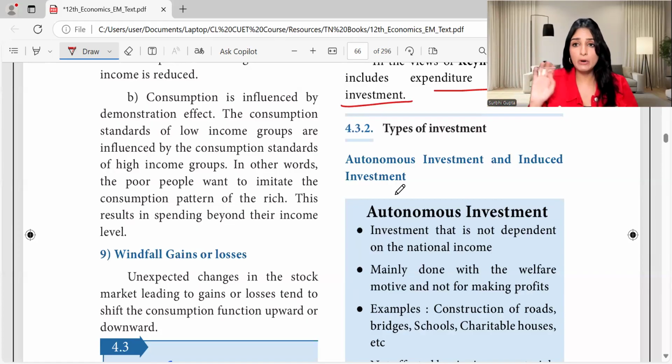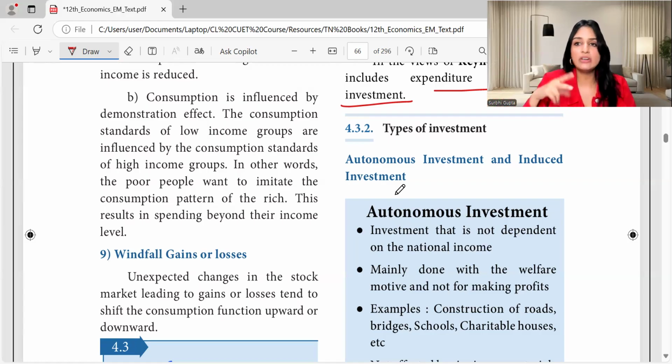I'm not thinking about anything, but I'm thinking that I need to invest 100 crore on infrastructure, independent of income, independent of every other factor. That would be autonomous investment. Whereas induced investment would be the investment that is induced by rate of interest. If you have to pay more rate of interest, then you will invest less. And if the interest rate is low, then you will invest more.